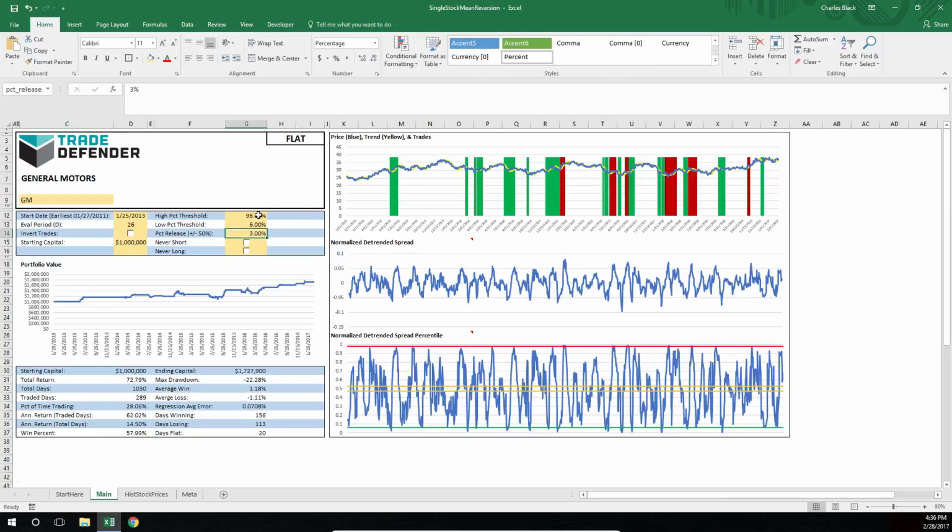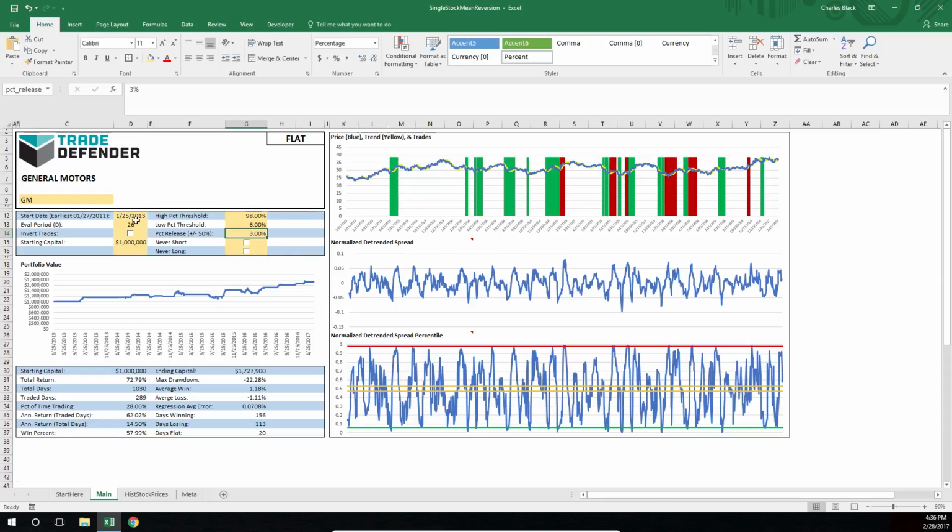So the results of this example are higher than our Apple setup, but they're lower than our Tesla setup. And the volatility, or our max drawdown, is somewhere in the middle as well. Again, like with Tesla, our high percent threshold's pretty high. So this is almost like having never short on, but with the exception of very extreme circumstances.